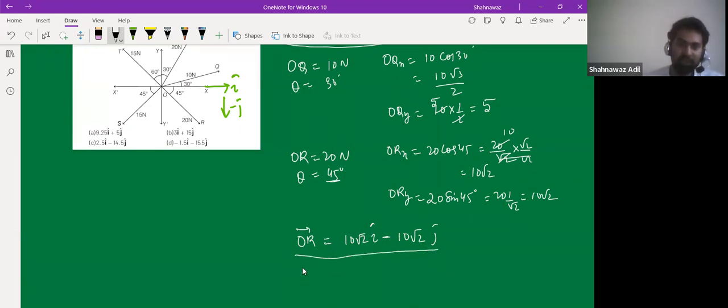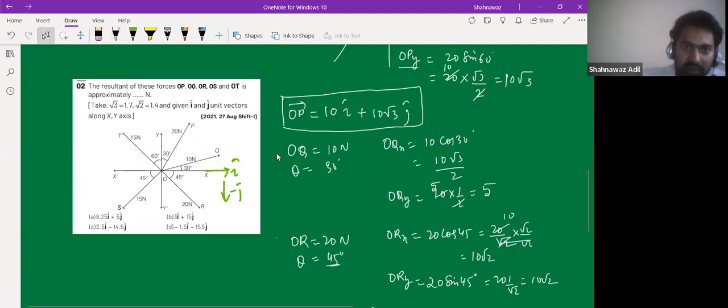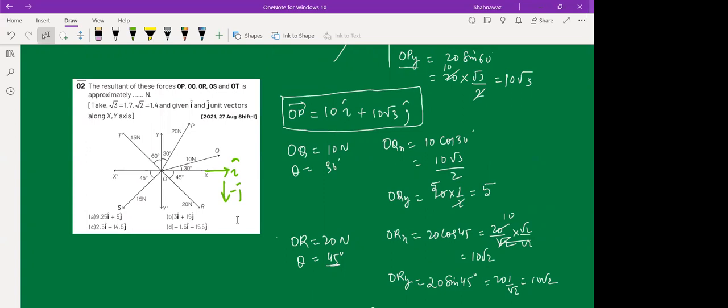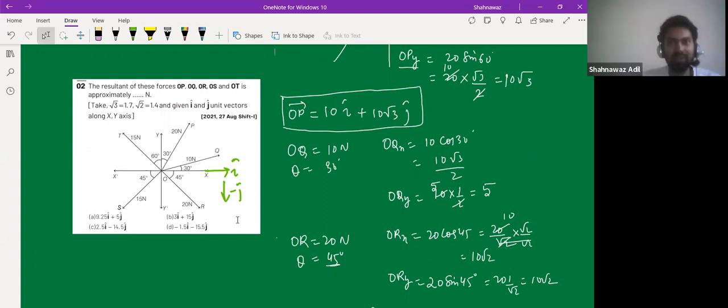So similarly, you calculate what needs to be calculated: OS. You guys calculate OS and tell me the answer in the next class. Okay, sir. So do you guys have any doubt? And I will do some fast recap.